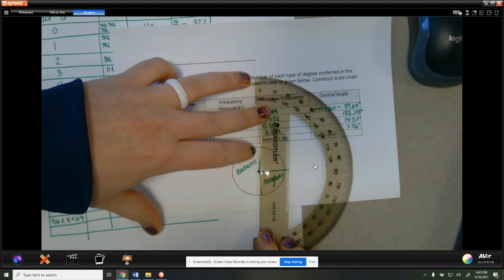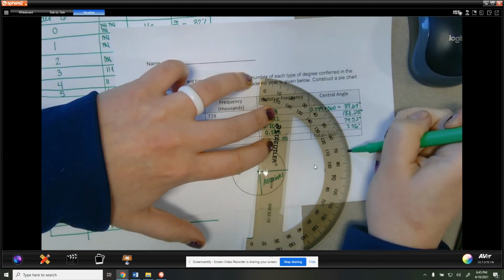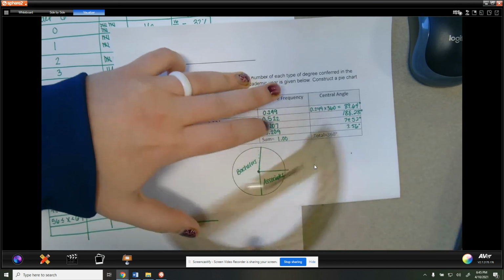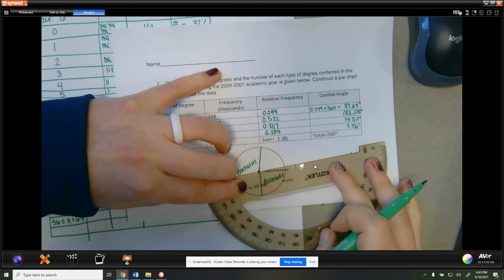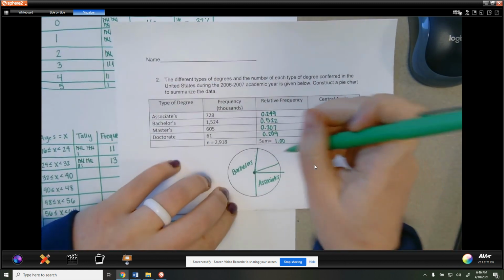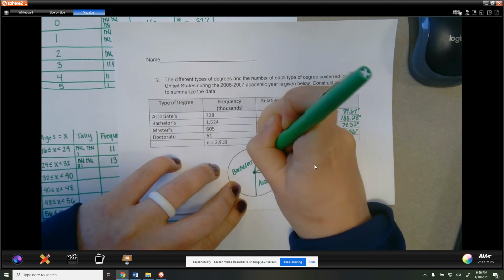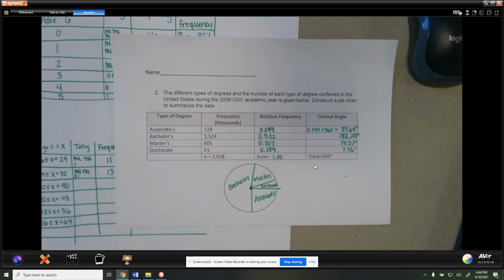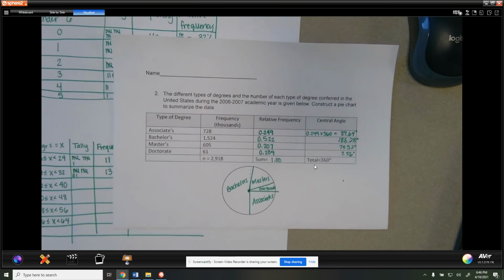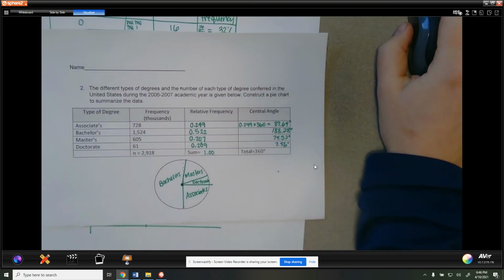So here, line that up to this new line. 74, here's 70. 1, 2, 3, 4. Put a dot there, and we can draw a line out to this. And then the last one would be our doctorate. So this is doctorate. This is master's. Okay, so that is how we can make a pie chart from data that has categories in it. I'm going to stop the video here because that is the end of 4.1, and in the next video we can get into measures of central tendency.